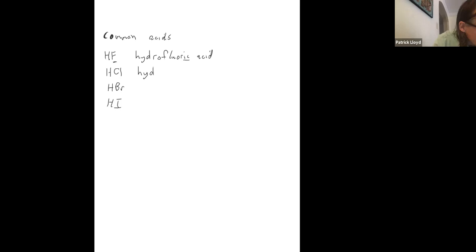Hydrochloric acid. This one is the one that's in your stomach. It's very active in your stomach. And if you happen to throw it up or burp it up, it irritates your esophagus. It's painful. It burns because of that strong hydrochloric acid. Hydrobromic acid. And then hydroiodic acid. All right, so there's four.